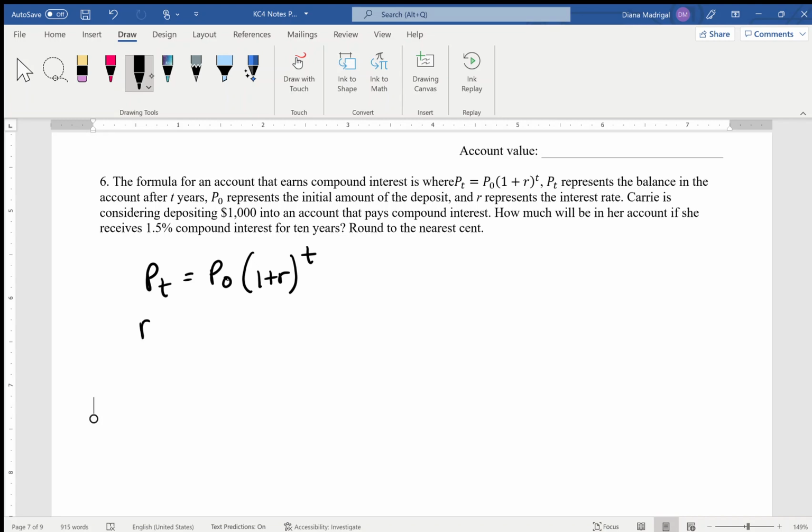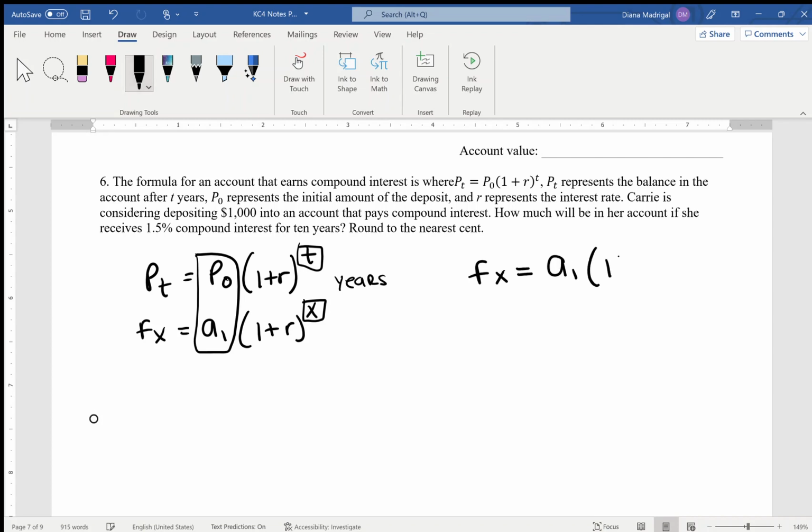P0 represents the initial amount of the deposit. It's the same thing as f of x equals A1 times (1 plus R) to the power of x. We know that this is the initial. We know that these two are the unknowns, which in this case is the number of years. It's the same thing, okay? So what they want you to do is just write the function. So just write it: f of x equals A1 times (1 plus R) to the power of x. They try to confuse you with the wording, but it means the same thing.